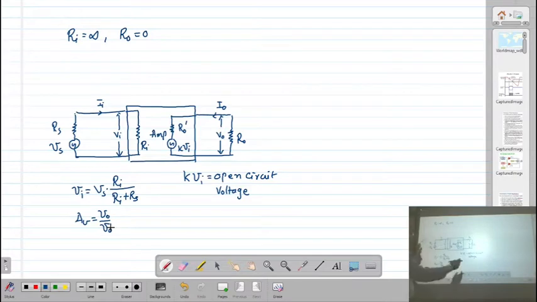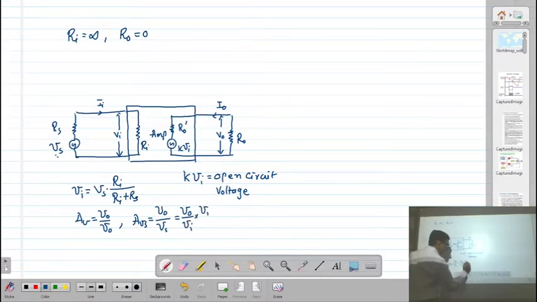But if I consider the overall gain of the amplifier, then it is written as AVS is equal to the output voltage divided by my source voltage Vs. That is the actual input given to the amplifier circuit. Correct? And this is written as VO by Vi into Vi by Vs. What is VO by Vi? It is the gain of the internal amplifier. And what is Vi by Vs? You can calculate it from this formula, and it is given as Ri divided by Ri plus Rs.